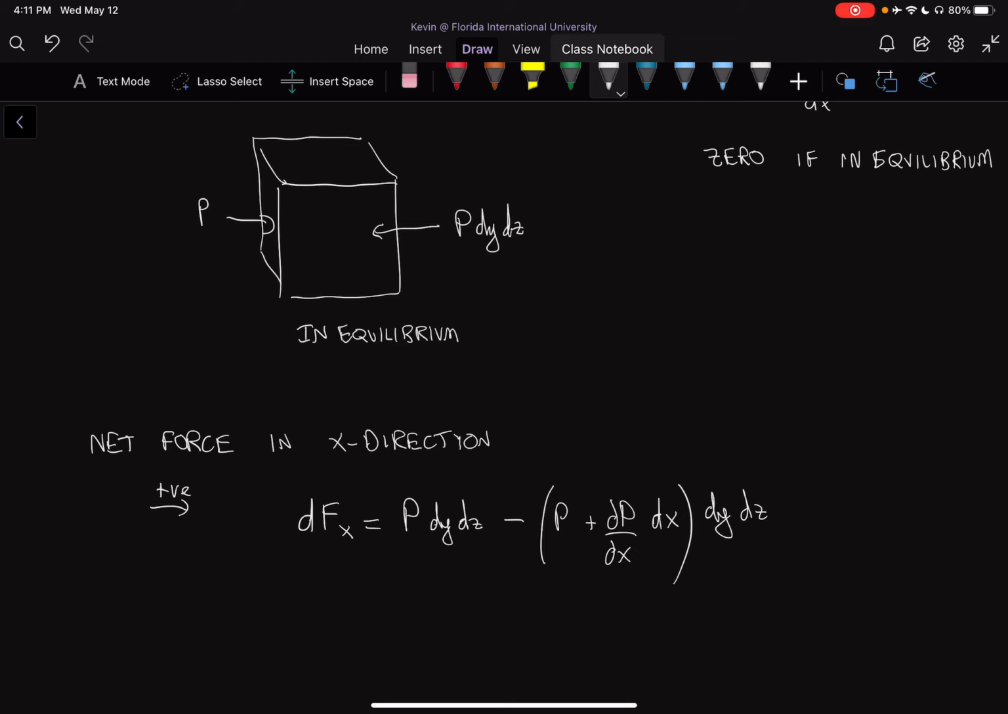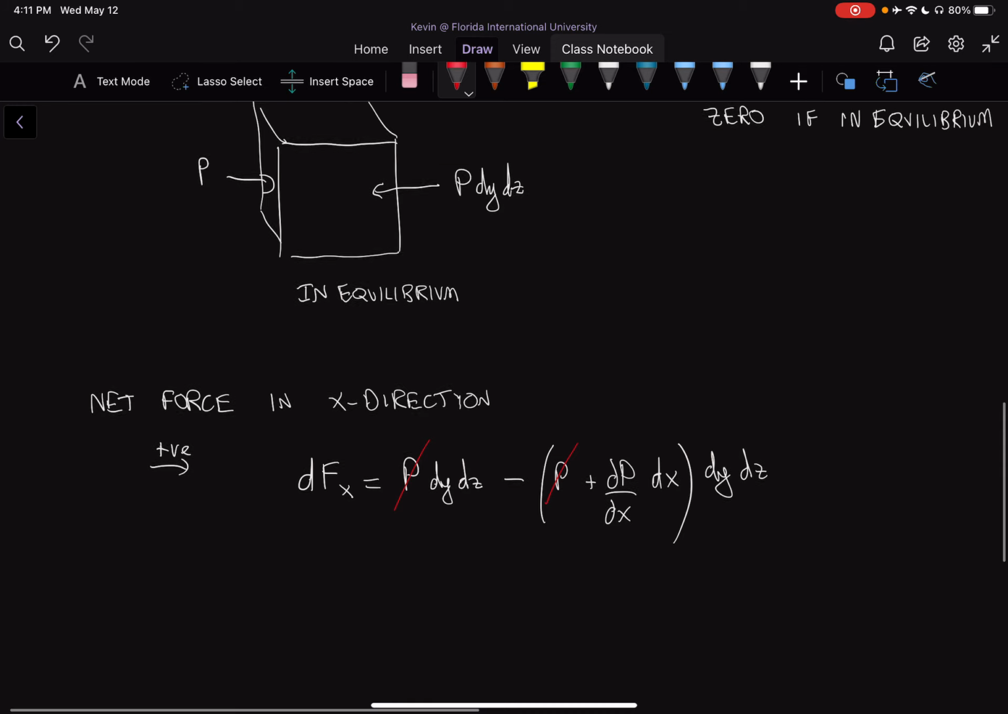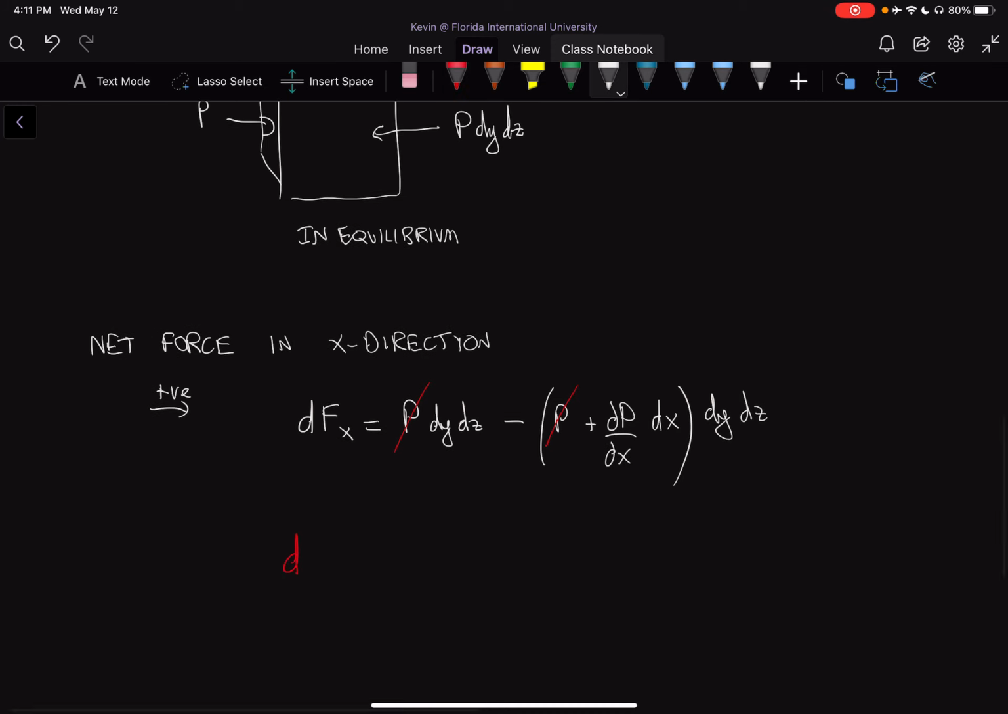And if we look at this equation more closely, we see that two things cancel. We see that our p dy dz minus p dy dz cancel. So the two p's are actually going to cancel out. So we get that dFx is equal to minus dp/dx multiplied by dx dy dz. Okay, we're left with only one term.